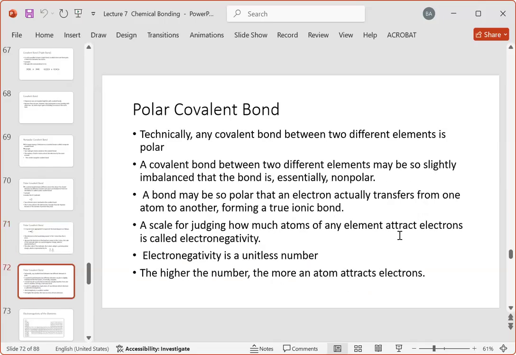So technically, the covalent bond between two different elements is typically polar, especially when they have different amounts of protons. A covalent bond between two different elements may be so slightly imbalanced that the bond is essentially non-polar. A bond may be so polar that an electron actually transfers from one atom to another, forming a true ionic bond. A scale for judging how much an atom of any element attracts electrons is called electronegativity.